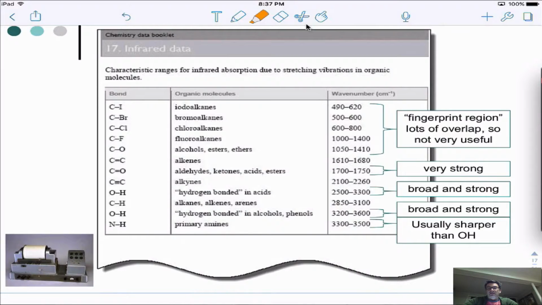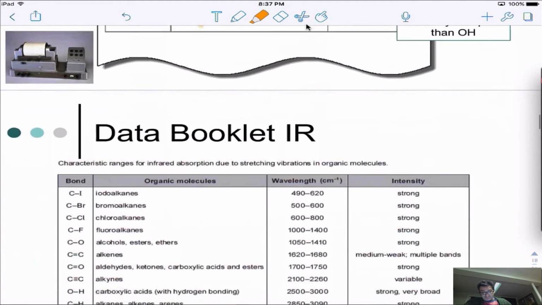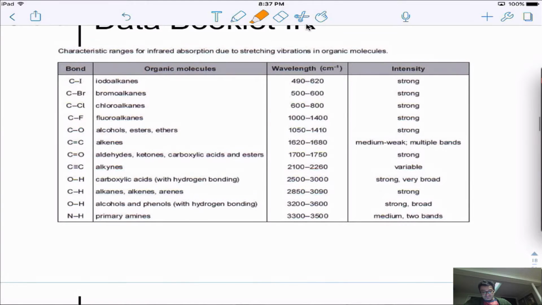But then as you get into these other types of molecules, you'll see some very strong and very broad, or large, absorption areas. This is actually given to you in your data booklet. So here is the data booklet that you get, and this comes in your IB data booklet. They'll give you a molecule and some hints about it.